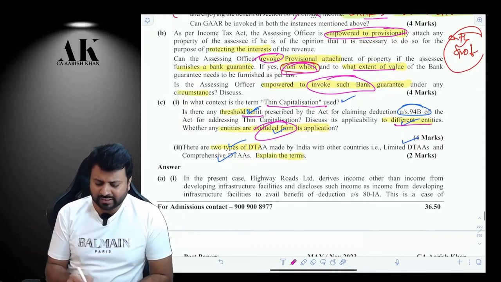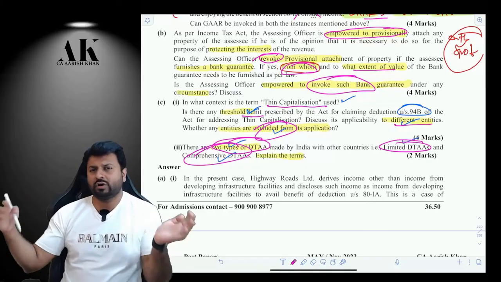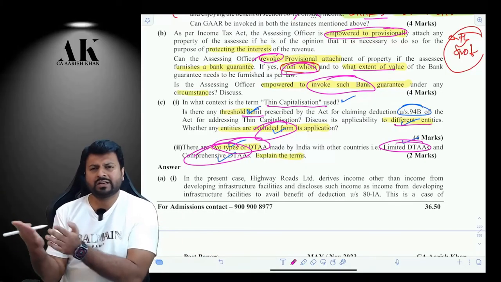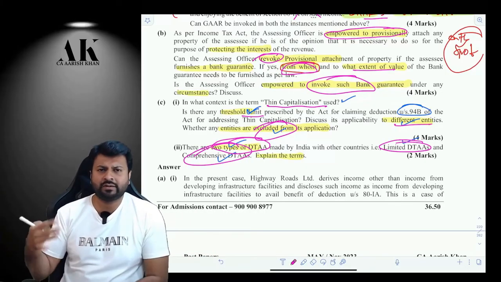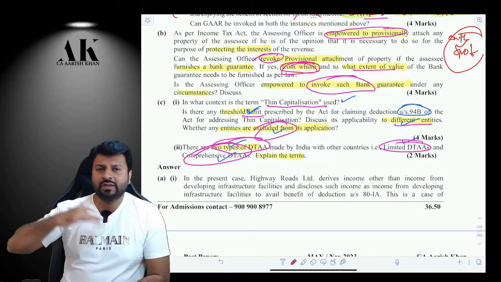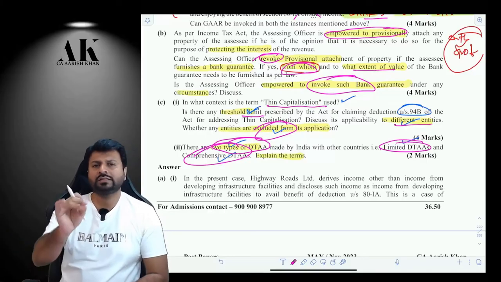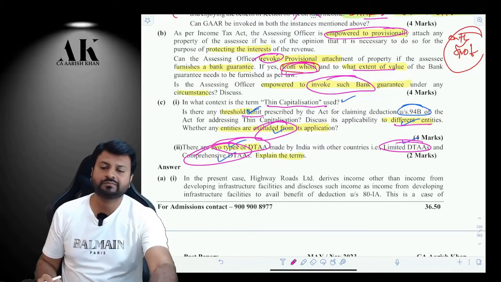Next question is also a very theoretical question. What are the two types of DTAA? Limited and comprehensive. Limited DTAA means a DTAA where we do not expose ourselves to all types of incomes. We only consider a few incomes with the other country, like India and Pakistan. That is a limited DTAA. Comprehensive DTAA means where we cover all the incomes. We have articles for all the incomes in our DTAA. Those DTAAs are called comprehensive DTAA. Go through it once if you want.